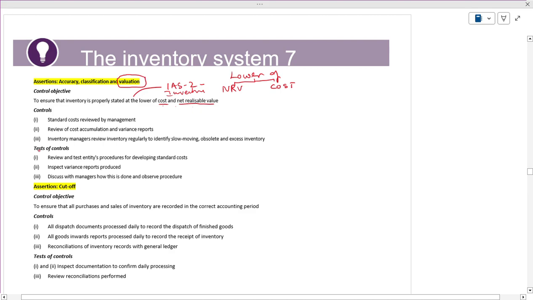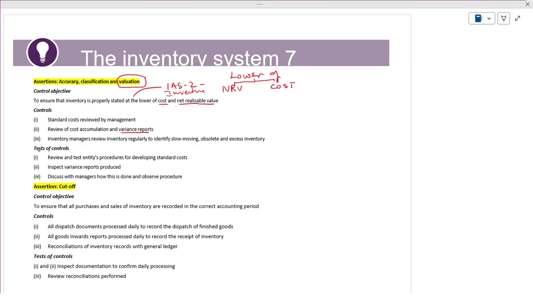Classification. Standard cost reviewed by management. What is the standard cost? What is the normal cost? Review cost accumulation, any variance reports. You have done standard costing. Standard cost versus actual cost, standard materials with actual materials, variance analysis, positive variance, negative variance, favorable variance, unfavorable variance.